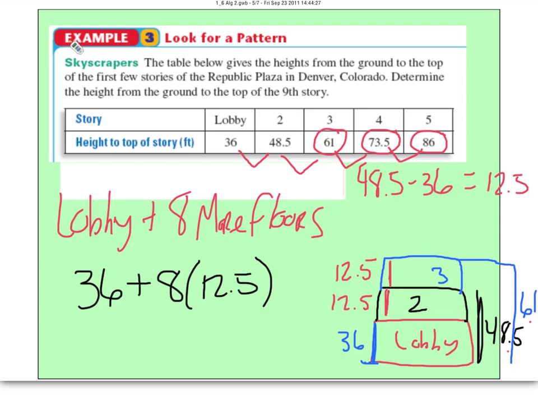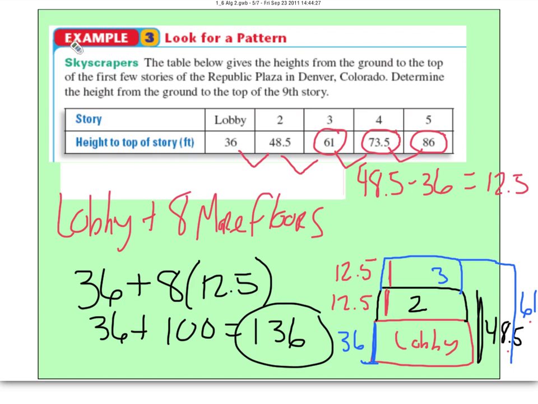Okay, so in my calculator, I'm going to do 12.5 times 8, and I'm going to get 100. So each of all the 8 additional floors on top was another 100 feet. The lobby was 36. So is the total height from the 9th floor down 36 feet? It seems reasonable, so I'm going to answer the question and say it's 36 feet.